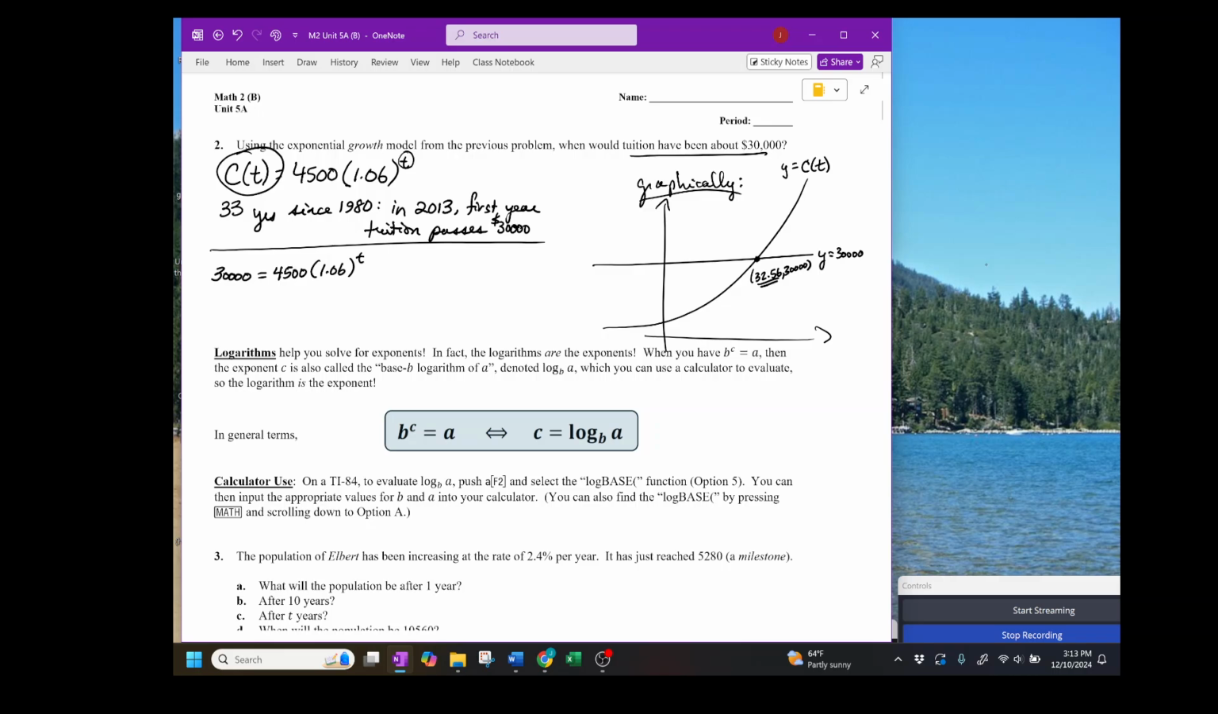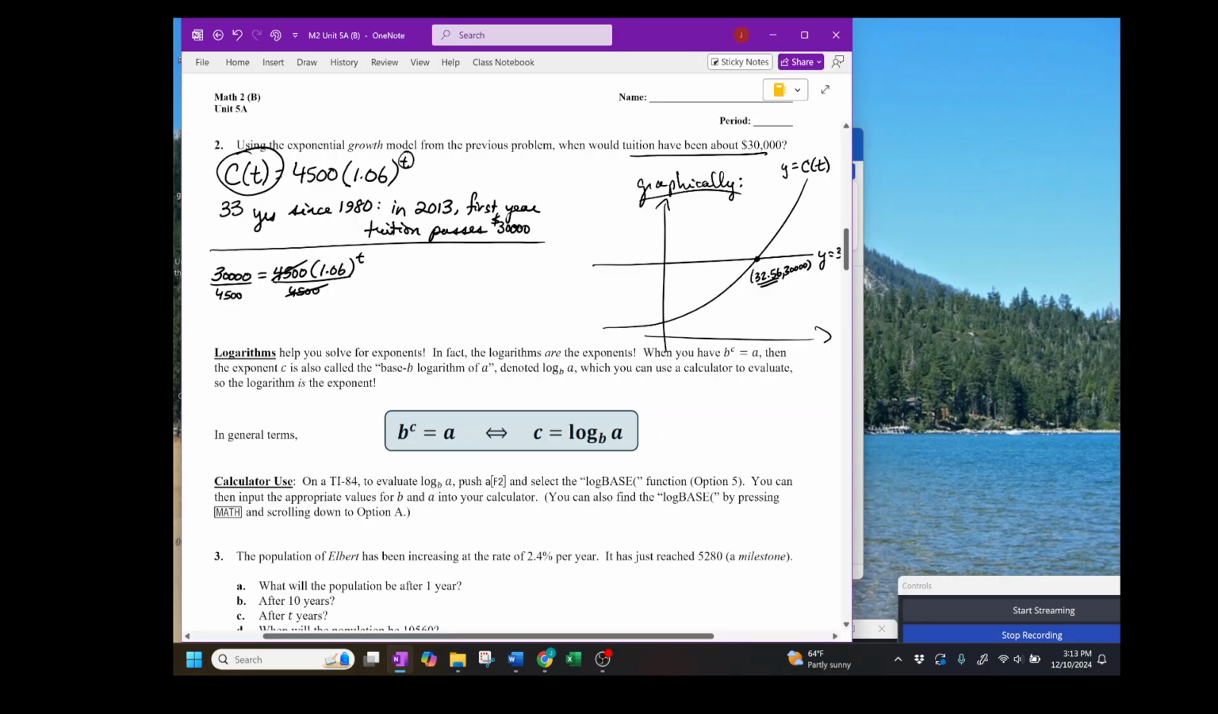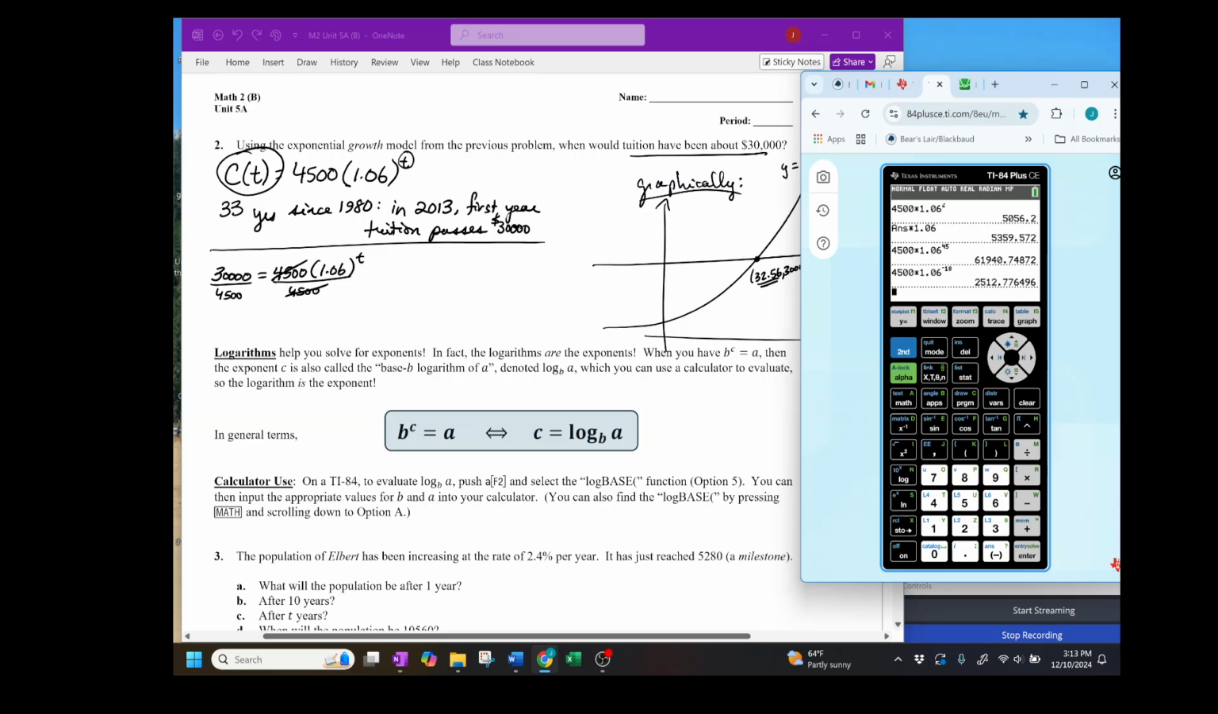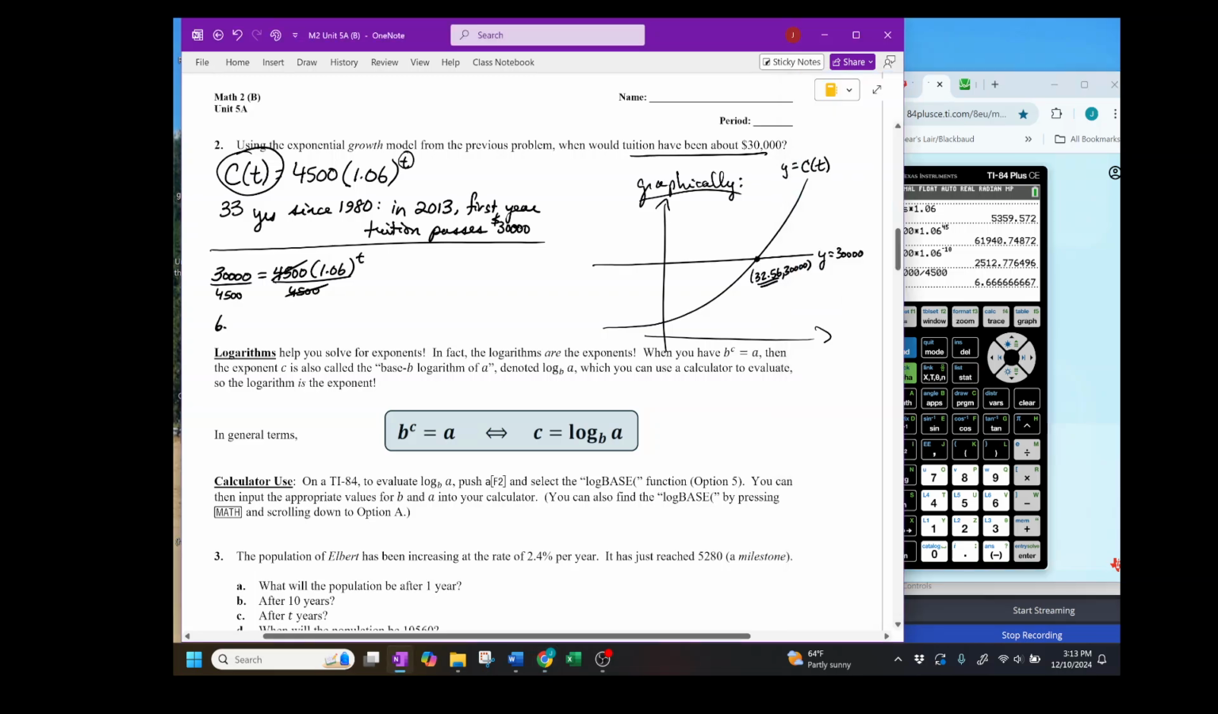Now, let's isolate this 1.06 to the t. So I'm going to divide both sides by 4,500. And these cancel. And then 30,000 divided by 4,500, we get 6.6 repeating, equals 1.06 to the t.